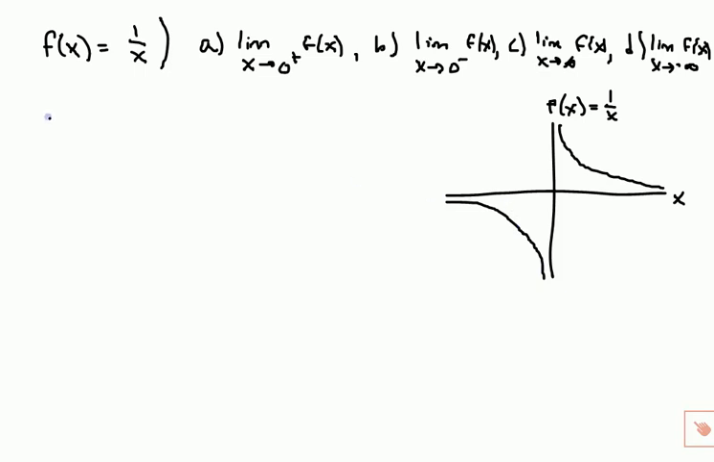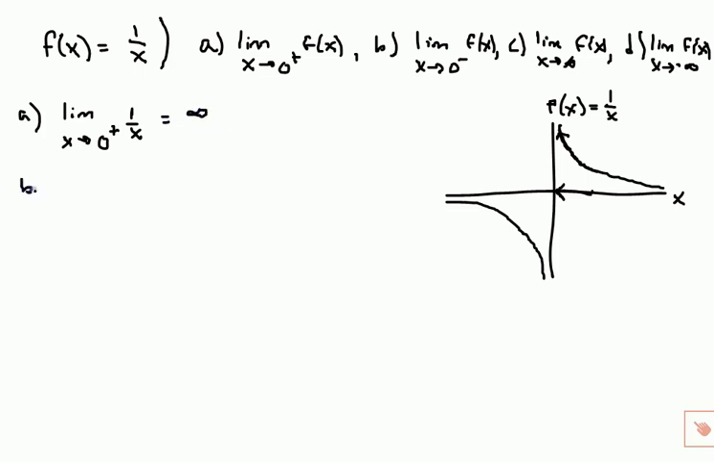So for the first problem, the limit as x approaches 0 from the right, 1 over x. Okay, so we look at this graph. We're going to be approaching x equals 0 from the right, moving in like that. So we're going to be moving along the line this way. So this is going to get bigger and bigger as x gets closer and closer to 0. So if the number gets bigger without bound, this limit is going to approach positive infinity.